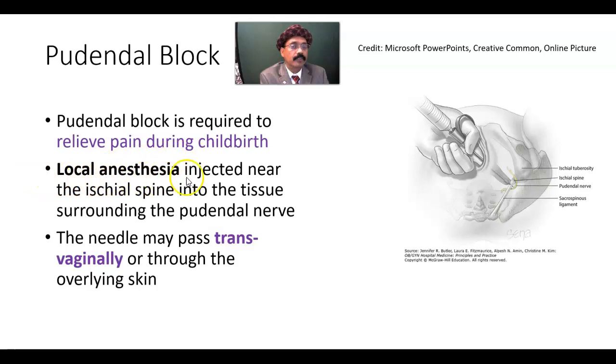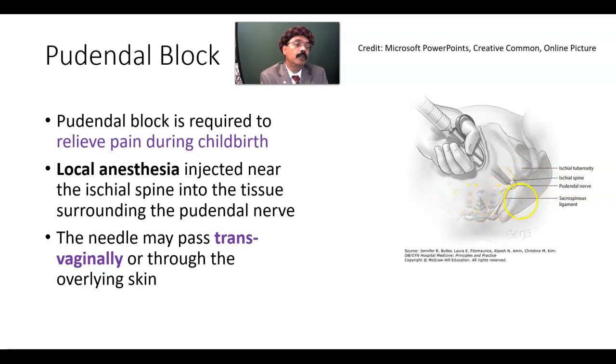Local anesthesia is injected near the ischial spine into the tissue surrounding the pudendal nerve. So this is the ischial spine, and under the guidance of a finger, this is the sacrospinous ligament. Here local anesthesia is injected to numb the pudendal nerve, which innervates the external genitalia, the perineal skeletal muscle, and also provides sensory innervation to the lower part of the vagina. So this nerve is numbed.